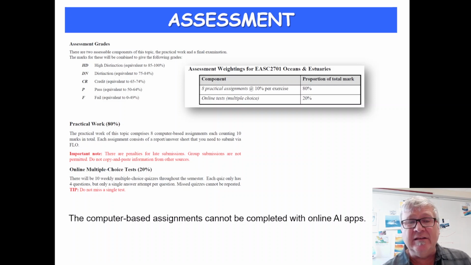And you're probably all familiar with the assessment grades, which are given here at the top. You know what a high distinction is, what a distinction, a credit, a pass, or a fail is. All right, and there will be penalties for late submission.